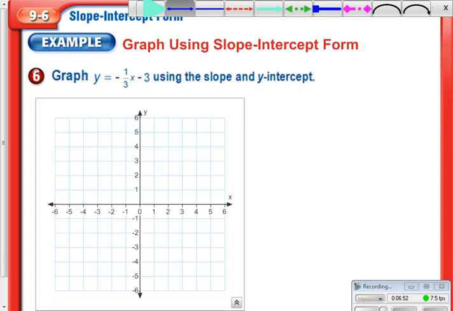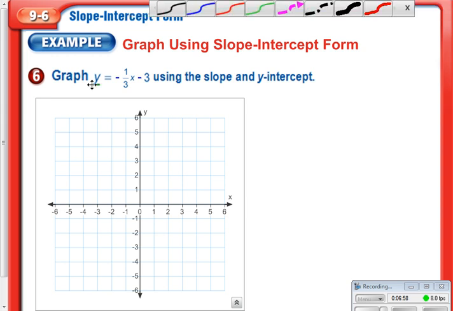Example 6, same thing. In this problem, we have y equals negative 1/3 x minus 3. Again, y is alone, so I'm going to pull out my slope, which is negative 1/3, and my intercept is negative 3. So there's our first step. Identify that. Step 2, plot your y-intercept. Y-intercept is negative 3. Negative 3 is down here.